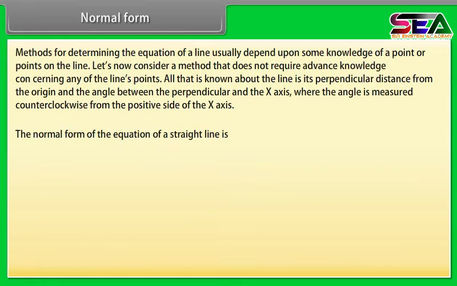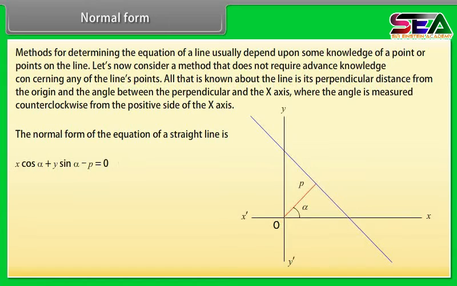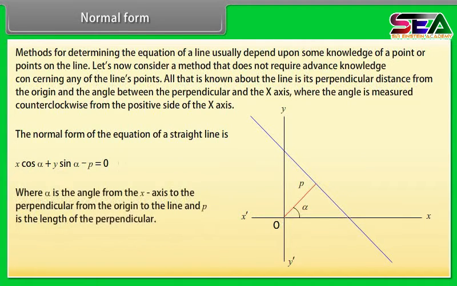The normal form of the equation of a straight line is x cos alpha plus y sin alpha minus p equals 0, where alpha is the angle from the x-axis to the perpendicular from the origin to the line and p is the length of the perpendicular.